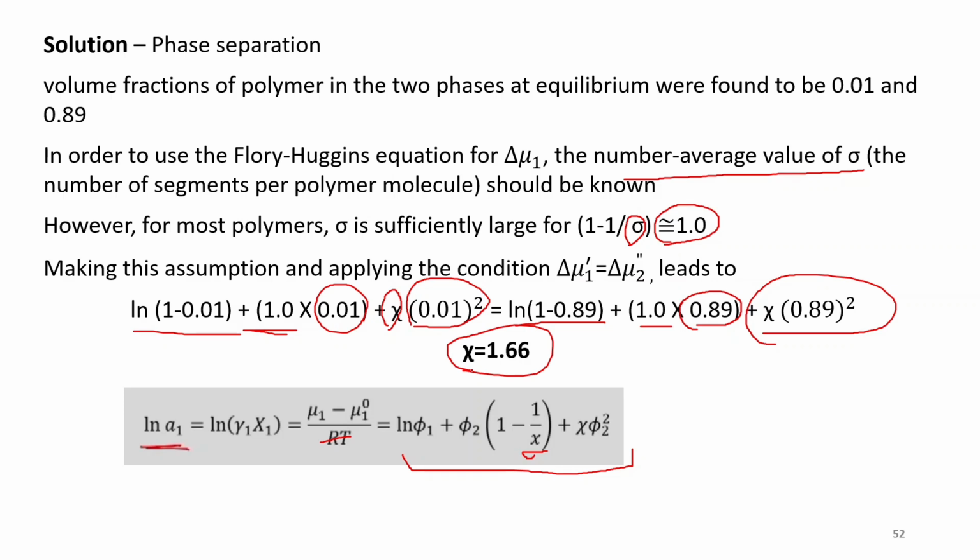So you understood the question and the solution part. Since it's already given that mu1 equals mu2, we put ln phi1 plus phi2 times 1 minus 1 upon sigma plus chi phi2 square on both sides equal, and we just calculated the chi value from this, since only one is unknown and the rest were known.